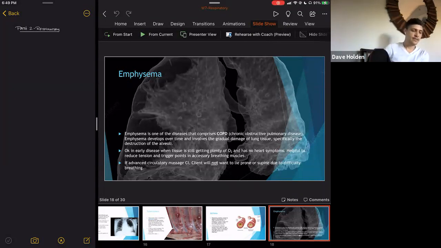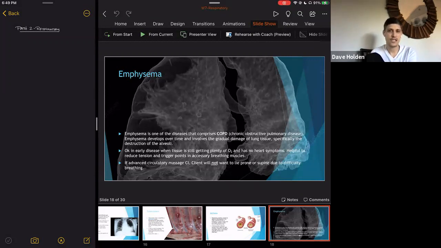So if a client has emphysema, the alveoli, as we've discussed, are being destroyed. Early in the disease, massage is going to be fine. But as the disease progresses and their lung capacity diminishes, they are slowly not getting oxygen like they're supposed to. If they start developing heart symptoms, they are contraindicated.